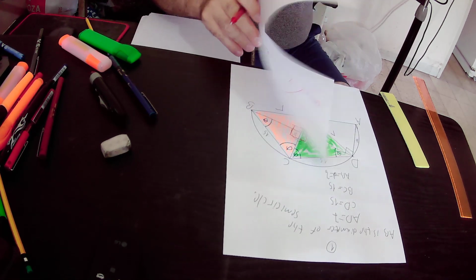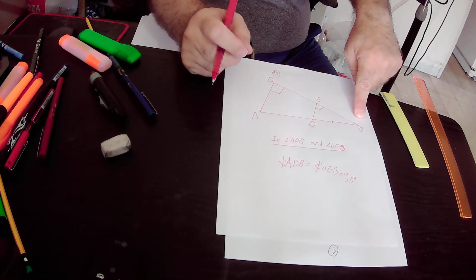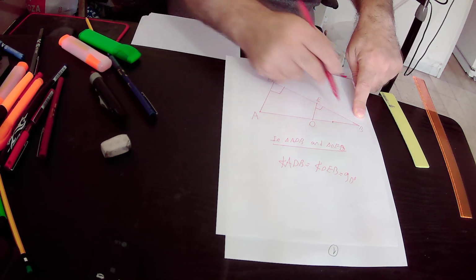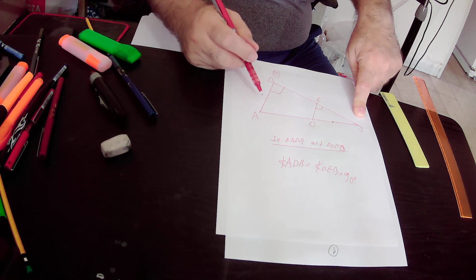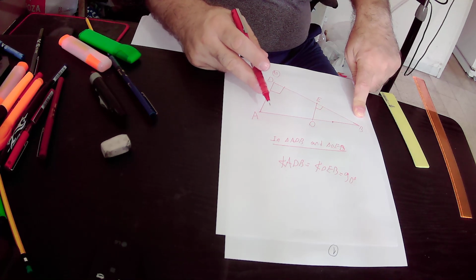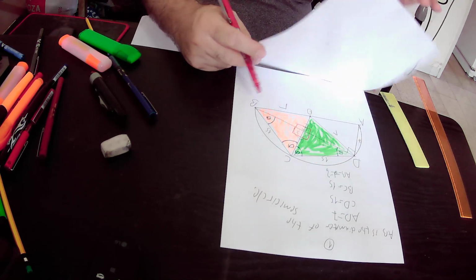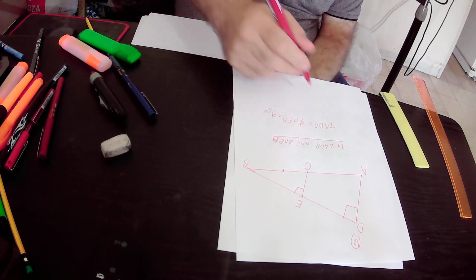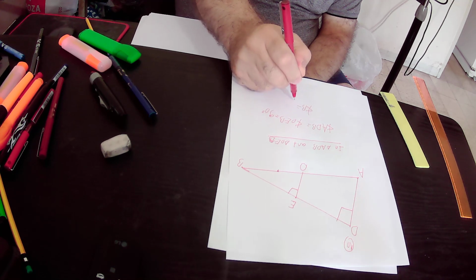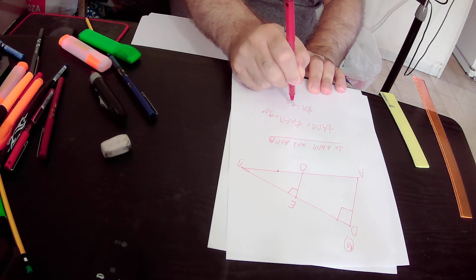We also have angle B, that is a common angle. Angle B belongs to the small triangle, triangle OEB, and it also belongs to triangle ADB, that is the big triangle. Therefore, angle B equals angle B, it is a common angle, it belongs to both triangles.